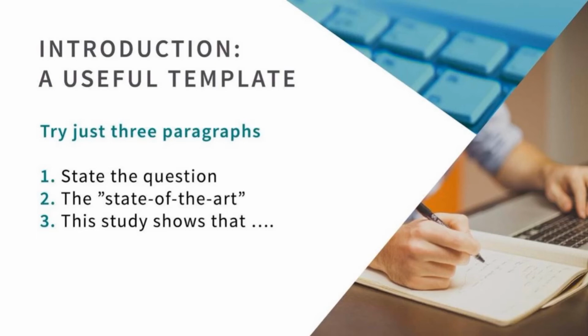Just 3 paragraphs. Start off by telling the reader what the question is. Then you tell the reader what the state of the art is in your field, what's recently been done, what's recently been studied, what's recently been looked at, relevant to your particular question. Most academic papers address a question after all. Most academic papers aim to fill a knowledge gap. We call it a question, a hypothesis, and then end your introduction. Here we show. This study shows.